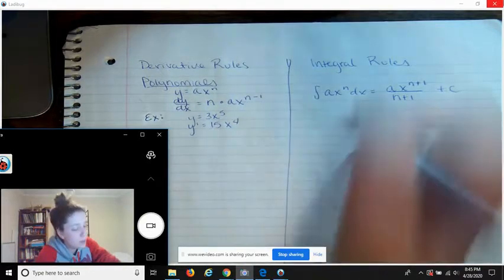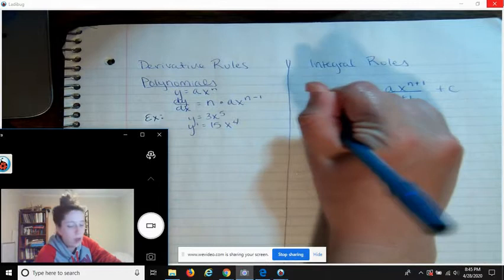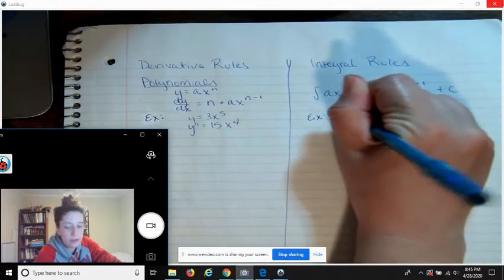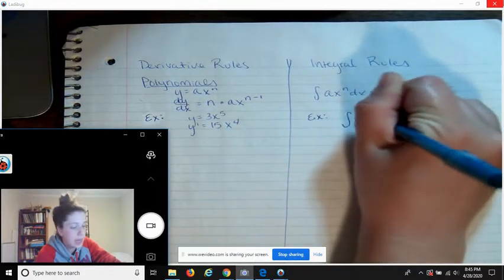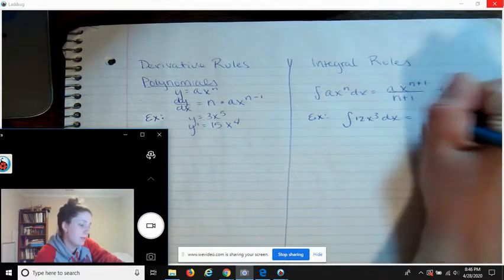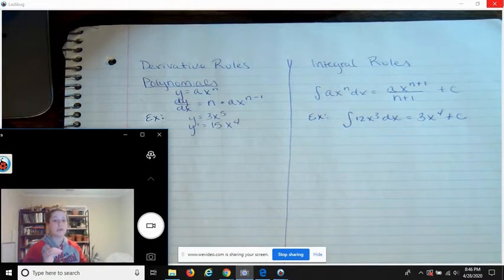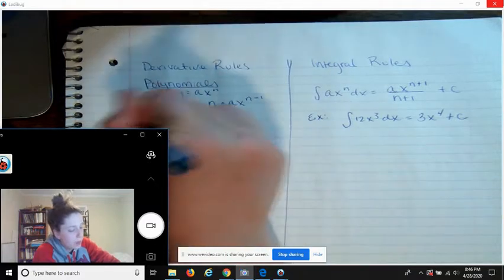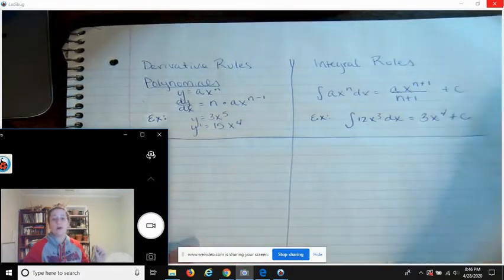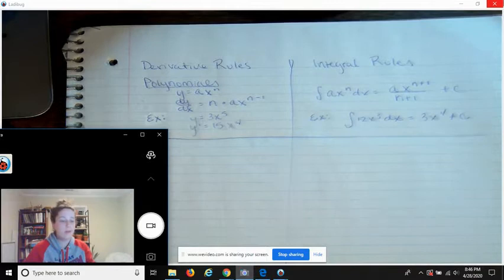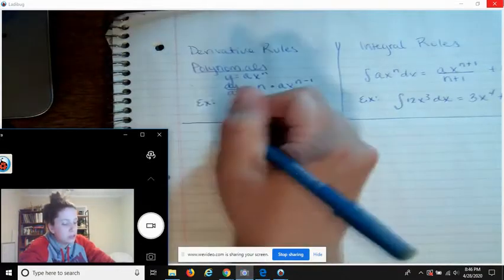So for example, if we had the integral of 12x cubed dx, then we would get 3x to the 4th plus c. Add 1 to the power, 3 plus 1 is 4, and then we have to take that 12, divide it by our new power, which is 4. 12 divided by 4 is 3. Okay, that's polynomials. Hopefully that was very straightforward for you. Then we're going to move on to exponentials.